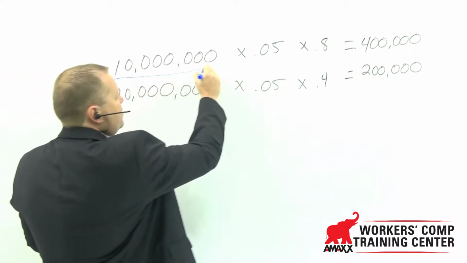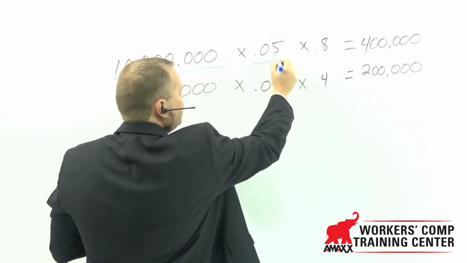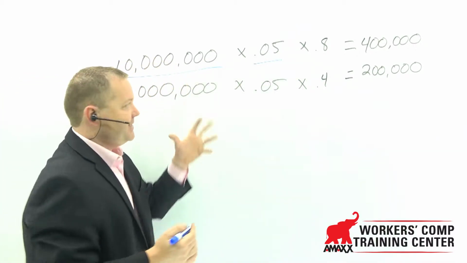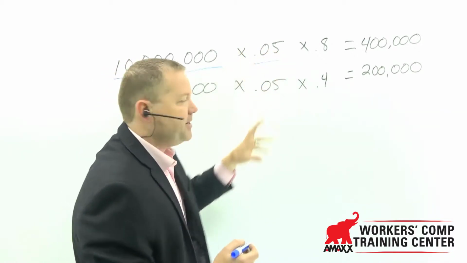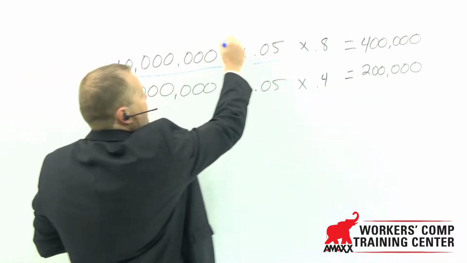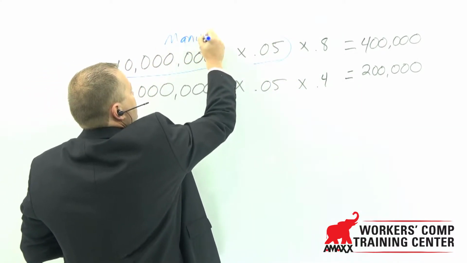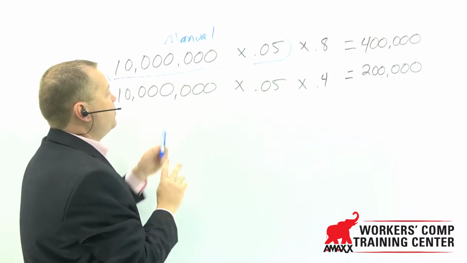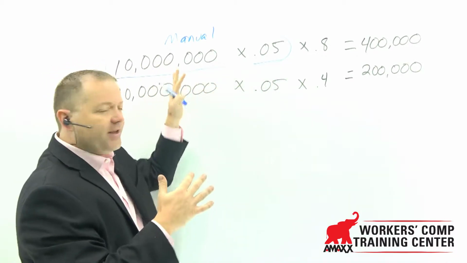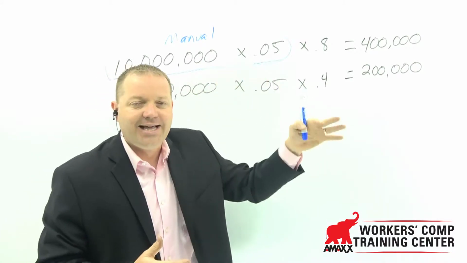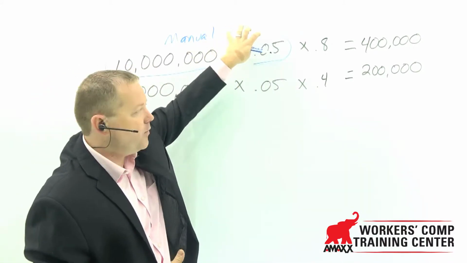You take your payroll. In this case, we use $10 million in payroll times your class code rate. In this example, I just used the 0.05 rate just to keep the numbers simple. This here is also known as your manual premium. So manual premium is your payroll times your rate. You may have a few different class codes, and different amounts of payroll in each class code, but ultimately it's all going to factor into your manual premium.